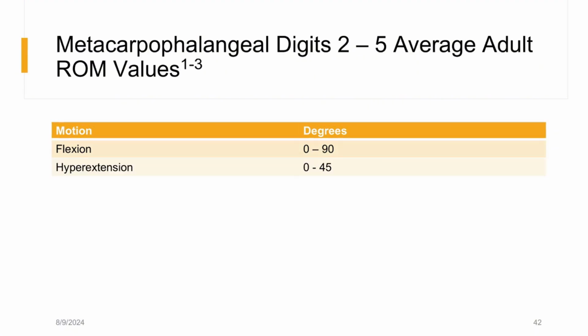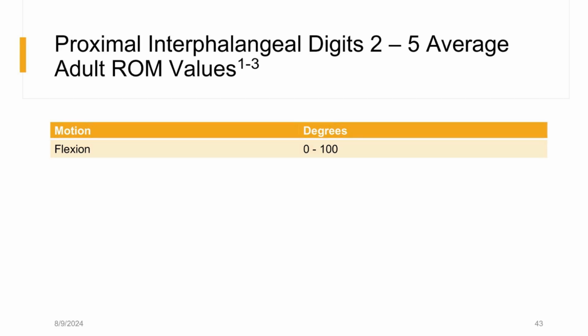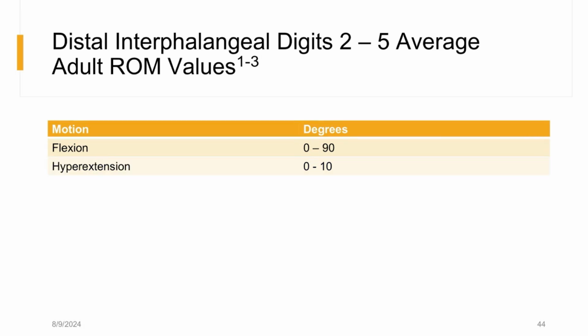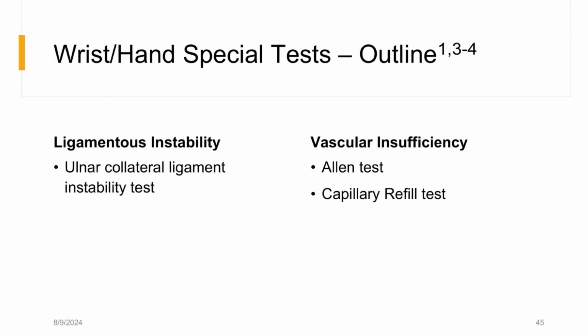For your metacarpophalangeal digits, second through fifth digit, the average adult range of motion values is 0 to 90 degrees for flexion and 0 to 45 degrees for hyperextension. Proximal interphalangeal digits 2 through 5, your average adult range of motion values is 0 to 100 degrees. And for your distal interphalangeal digits second through fifth, average adult range of motion values is 0 to 90 degrees for flexion and 0 to 10 degrees for hyperextension. And then on to special tests.